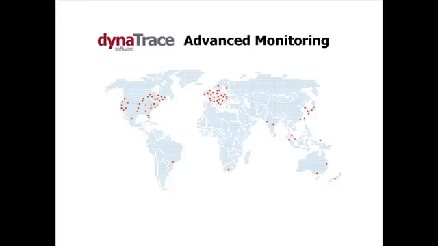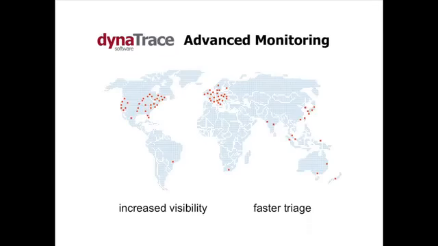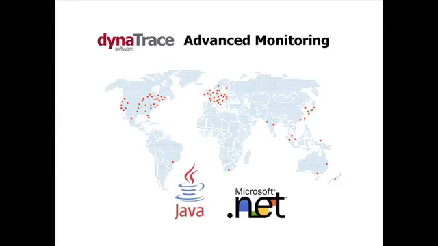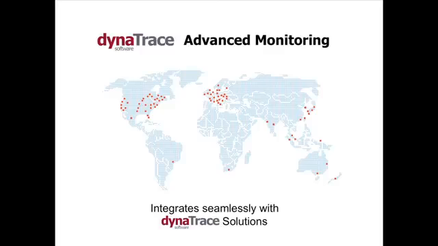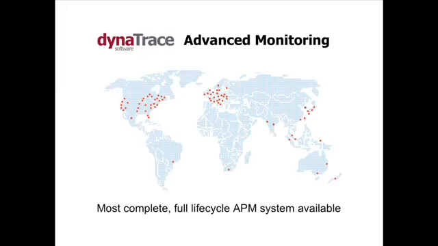dynaTrace Advanced Monitoring, providing increased visibility and faster triage of Java and .NET-based applications to operations. Optimized for globally distributed environments, dynaTrace Advanced Monitoring integrates seamlessly with other dynaTrace solutions for the most complete, full lifecycle APM solution available.